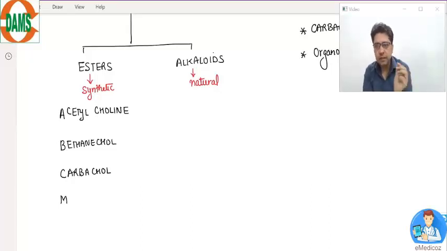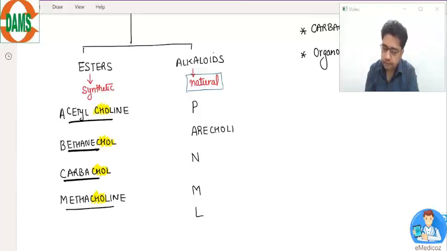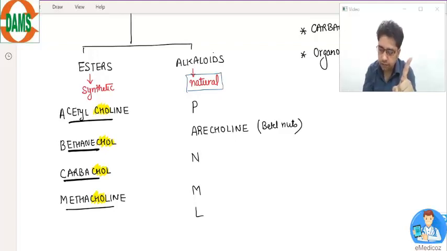Now, alkaloid is a chemical nature, so you don't have to remember what an alkaloid is. We have written A, B, C, M: acetylcholine, bethanechol, carbachol, methacholine. How to remember them? All these drugs have the word col in between. Except one, which is an alkaloid. A great source of alkaloid is the people who eat pan masala. Heard about pan masala? In pan masala we have one chemical, arecoline, which is present in betel nuts. It is the only exception where you find the word col, otherwise the col word will not come.